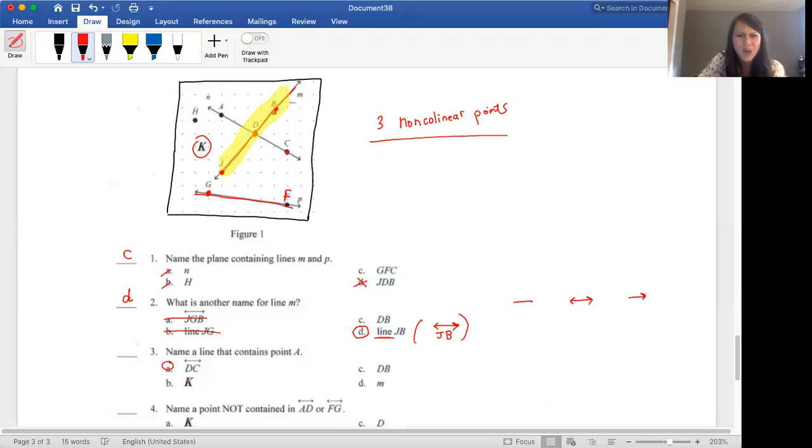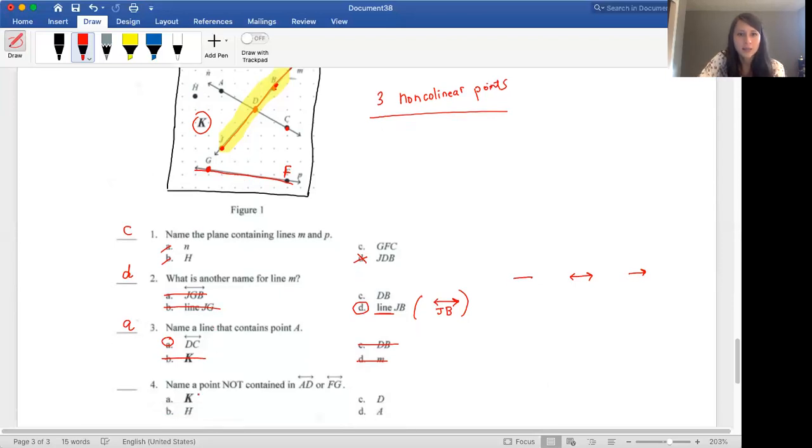K is the name of a plane, so that's not going to work. DB, remember we talked about how we want to see the symbol above the letters, so that's not going to work. And then M, line M is going this way, and that does not have A on it, so that's not going to work either. So I think my answer is A here.